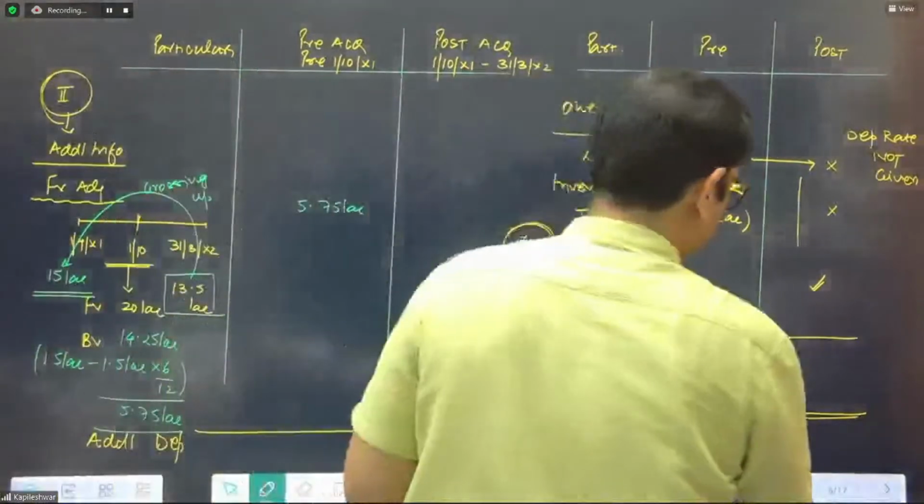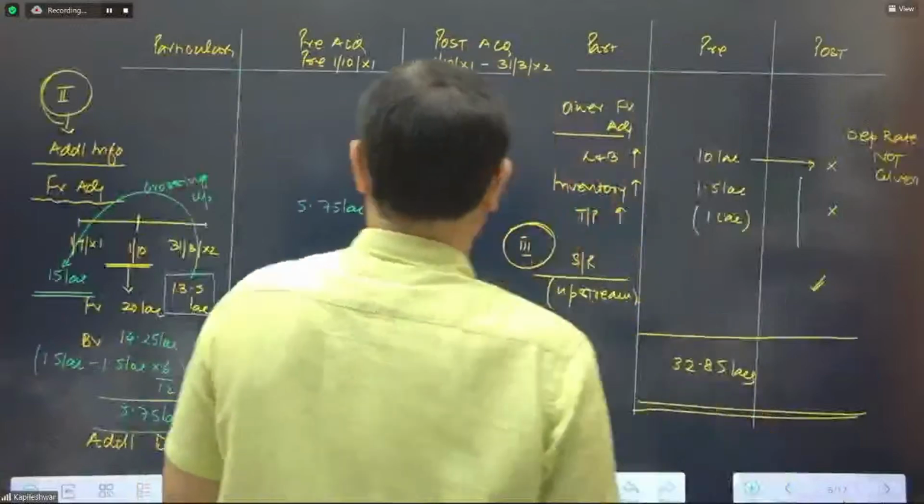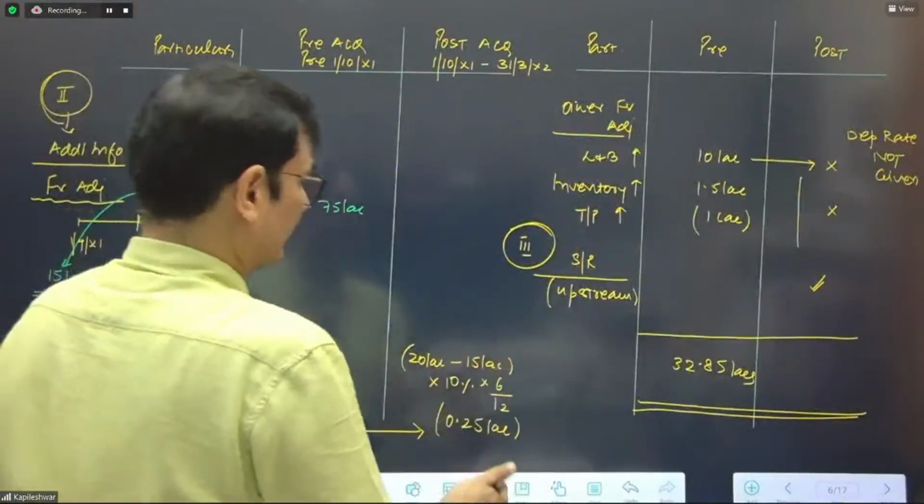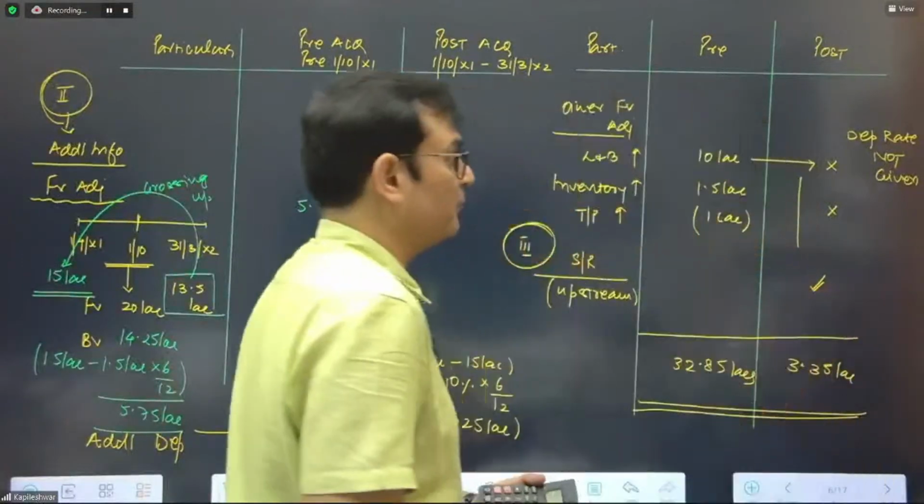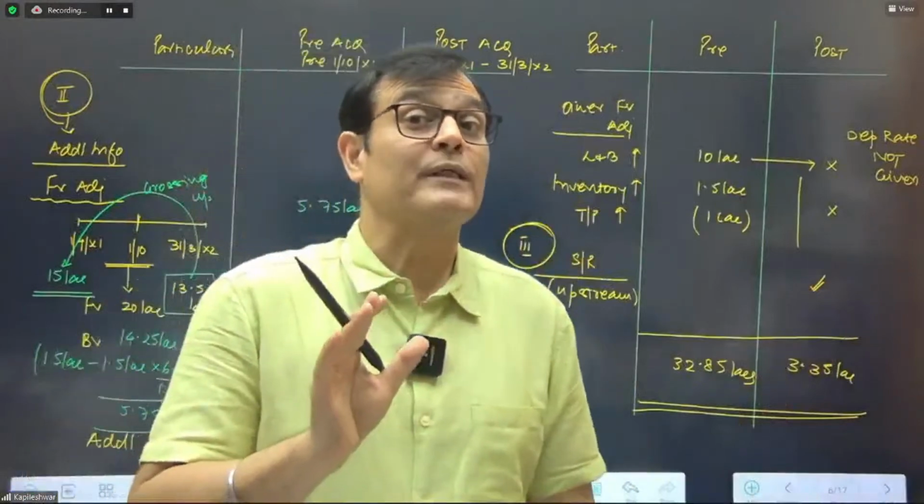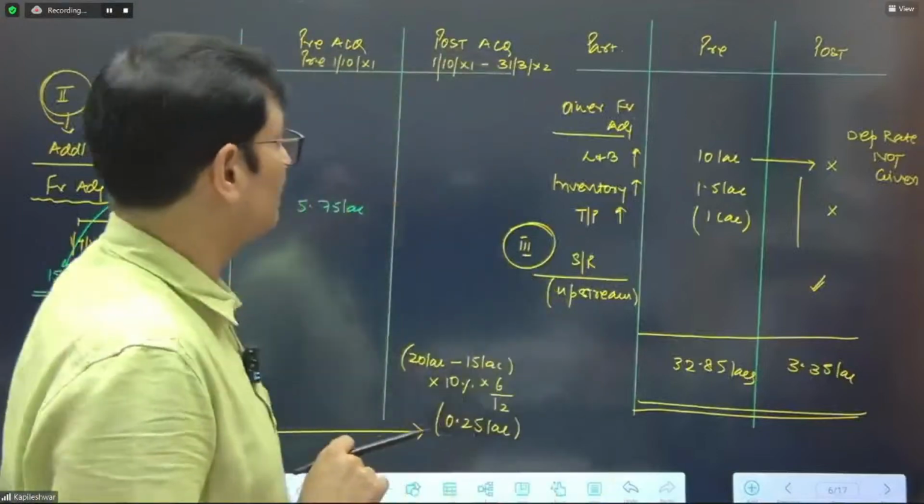Let's see the figures in the post column. I think in the post column, we've got 3.6 minus that 0.25, and that's it. So this is coming to 3.35 lakhs. That is the post-acquisition earnings. This is step number 2A. I'm now going to go to step number 2B.